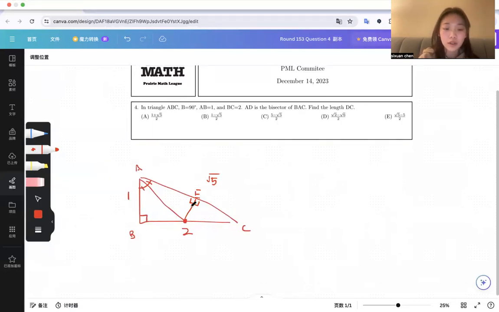We know that the triangle CED, right here, is actually similar to the bigger triangle we have here, ABC, because first of all, they have the same angle C right here, and here this is a 90 degree right angle, and angle B is a 90 degree right angle. So all the angles of these two triangles are the same, so they are similar.